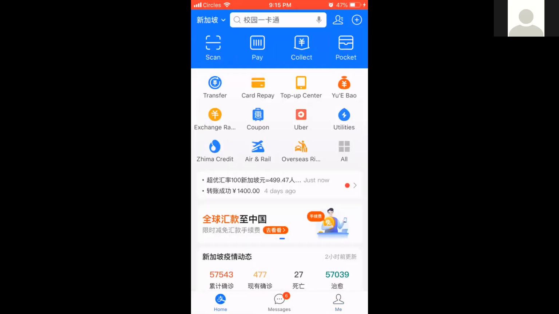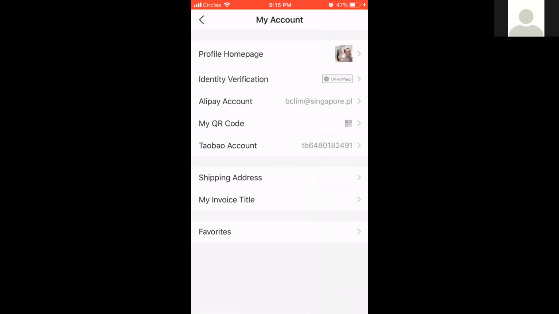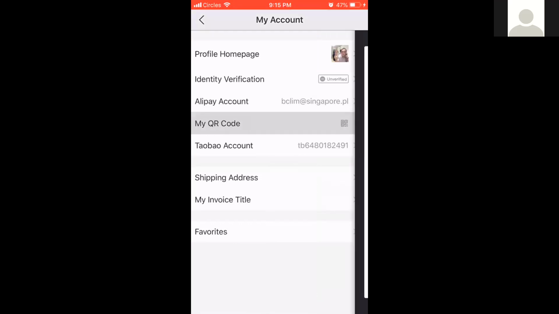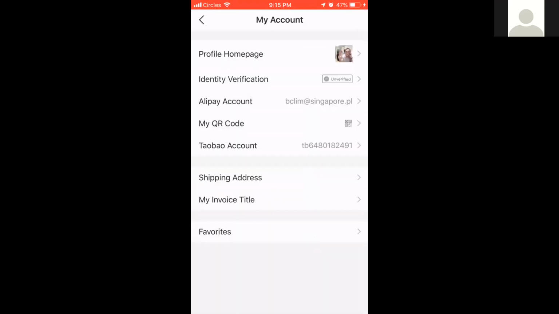Okay. So if you want people to pay you, then you click on the name on top. The first one, click on the name. Then you see, you can see my QR code. Then they can scan this QR code. They can pay me. If you want, you can scan and then you pay me. Okay, but don't ask me to pay back.